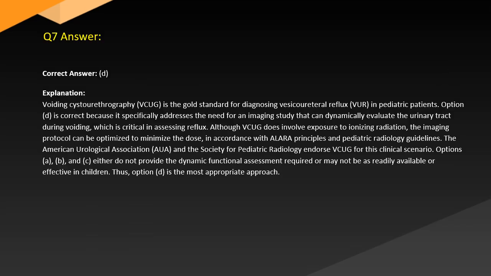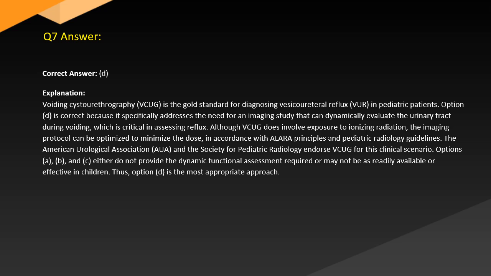Answer. Correct answer: D. Explanation. Voiding cystourethrography (VCUG) is the gold standard for diagnosing vesicoureteral reflux (VUR) in pediatric patients. Option D is correct because it specifically addresses the need for an imaging study that can dynamically evaluate the urinary tract during voiding, which is critical in assessing reflux.